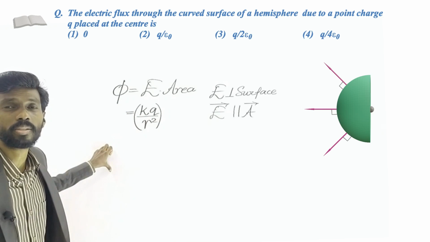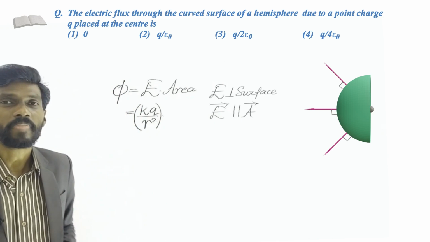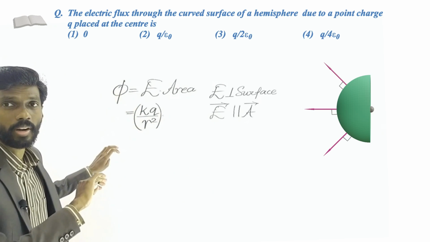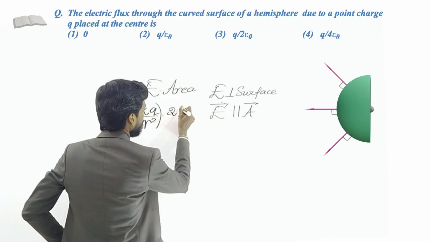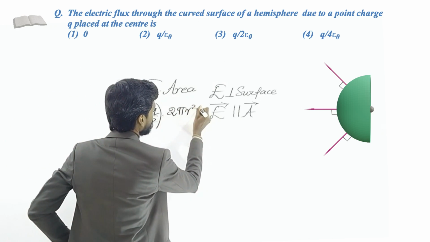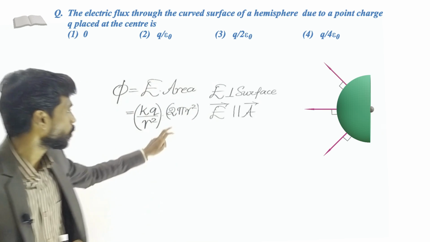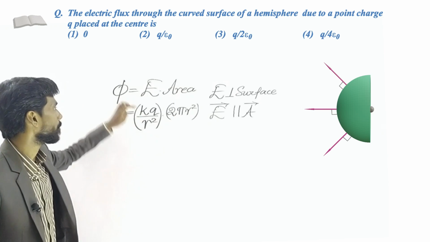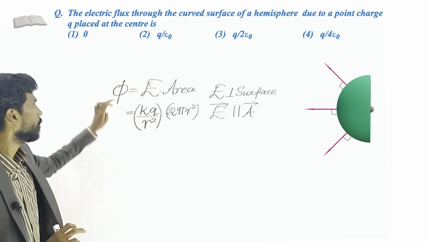So that magnitude of the electric field, kq divided by r square, is multiplied by the area. Which area? The area of the entire hemisphere. The curved surface area of a hemisphere is 2 pi r square. Area multiplied by the electric field will give you the direct value of the electric flux.